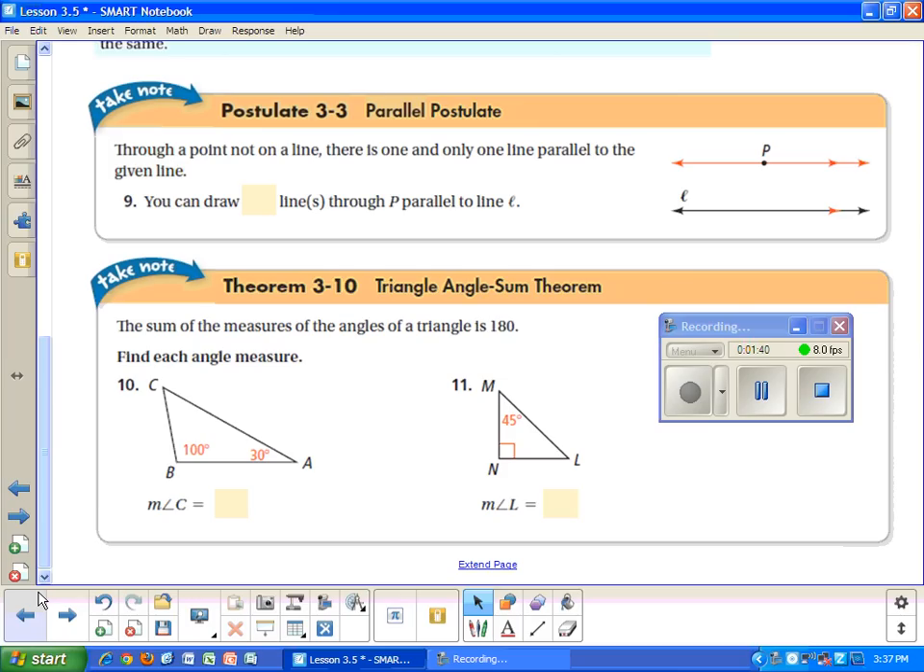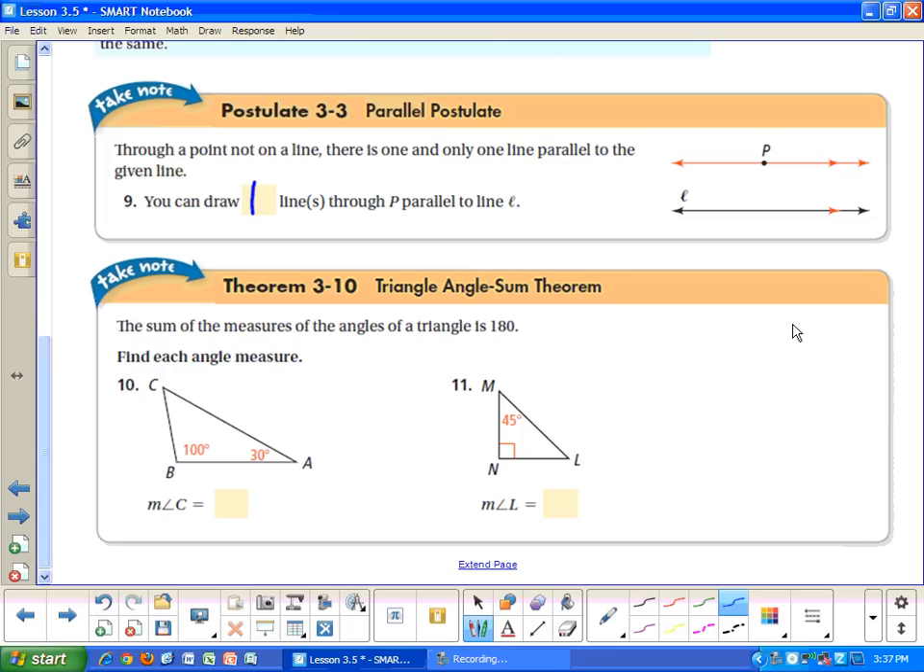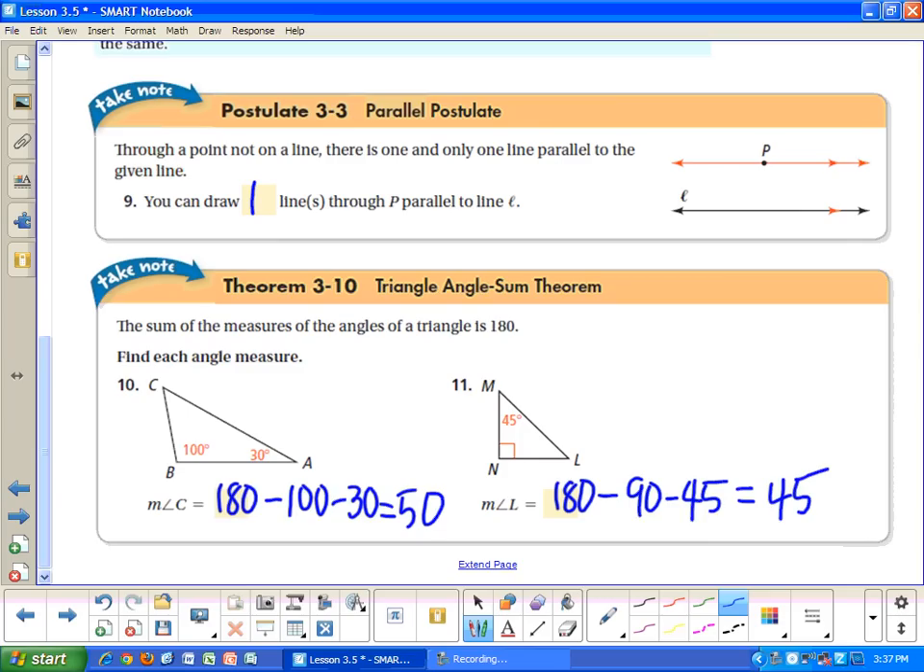So, number 9, you can draw one line through point P parallel to L. And number 10, to find the missing angle, we would just do the total of all the angles minus the 2 angles that were given, and that would equal 50. And same with number 11. Take the total of all the angles minus the 2 angles that were given, and that would equal 45.